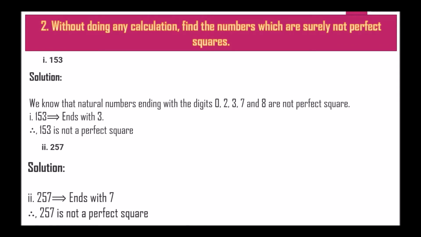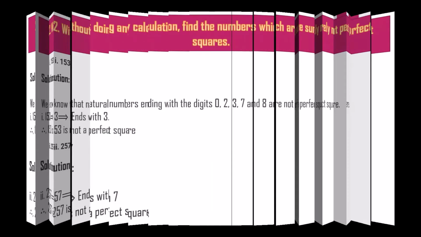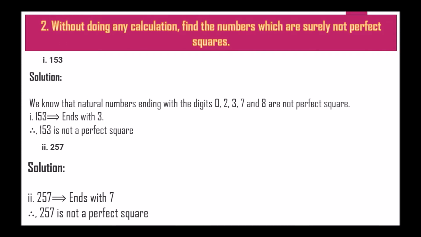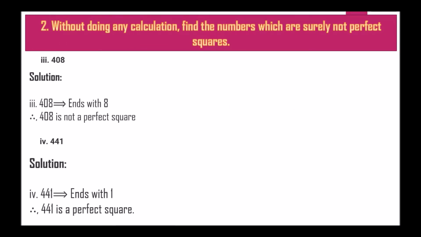Next question, without doing any calculation, find the numbers which are surely not perfect square. 153 is not a perfect square because it ends with 3. 257 is not a perfect square because it ends in 7. 408 is not a perfect square because it ends in 8. 441 ends with 1, so it is a perfect square.